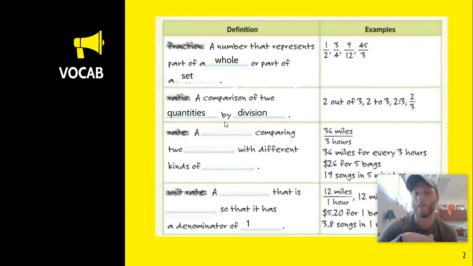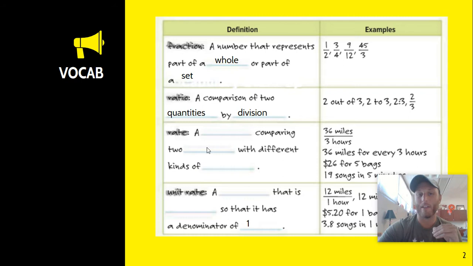Ratios are what we worked with last time. Remember, ratios are when you compare two amounts using division. So this is where we say 2 out of 3 or 2 to 3, and you can have different notations that you write it in. So, for every 2 bananas, there are 3 oranges, could be an example of that.